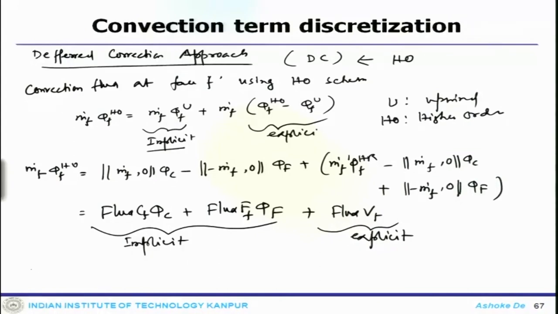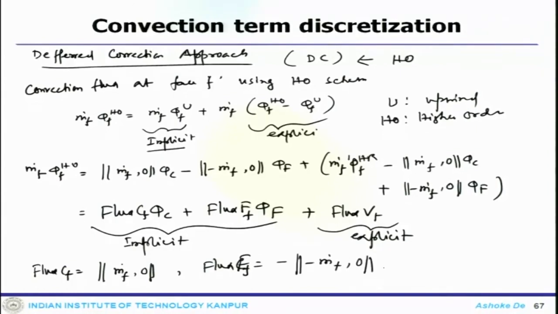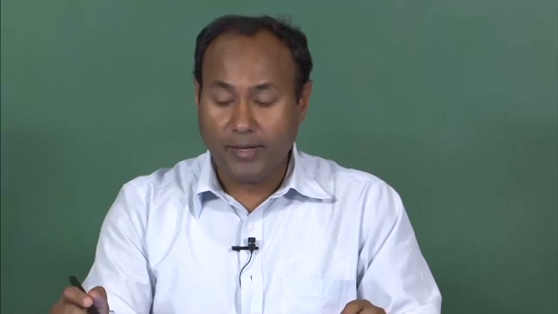And what are the terms? We can see flux CF equals m dot f 0, flux FF equals minus m dot f 0, and flux VF equals m dot f phi f HO minus flux CF phi c minus flux FF phi f. Now we can substitute these and get the discretized equation, but we will stop here today, and the final discretized equation we can obtain in the next lecture. Thank you.